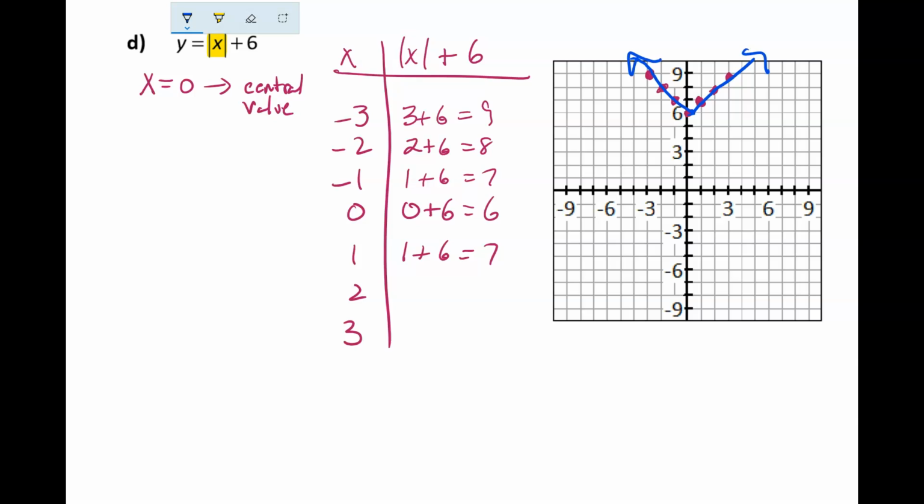So the absolute value is this V shape. The quadratic, with a square, is a parabola. And the water slide is the shape of the cubic, just so that you know what shape you should be looking for when you're making your table of values. That's it for that section.